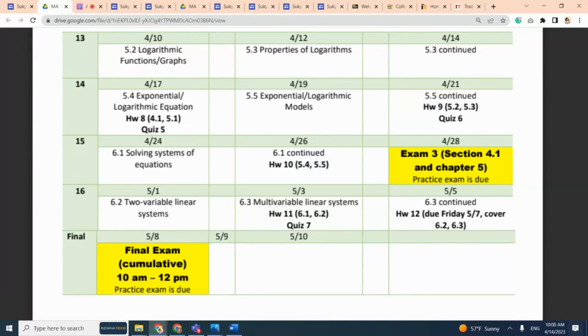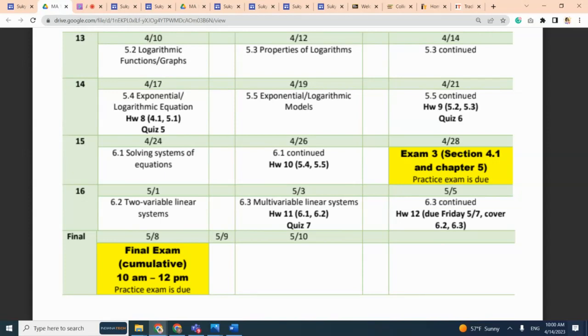We're still on section 5.2, and today we should finish 5.3. Your quiz is going to be on Monday, and your homework 8 is due on Monday. You can see our schedule. You're going to be very busy the remaining 3-4 weeks.